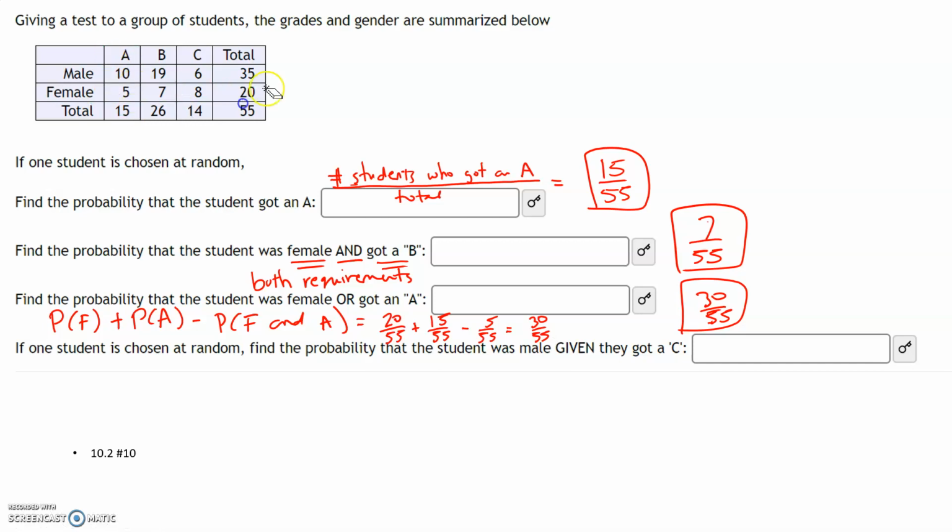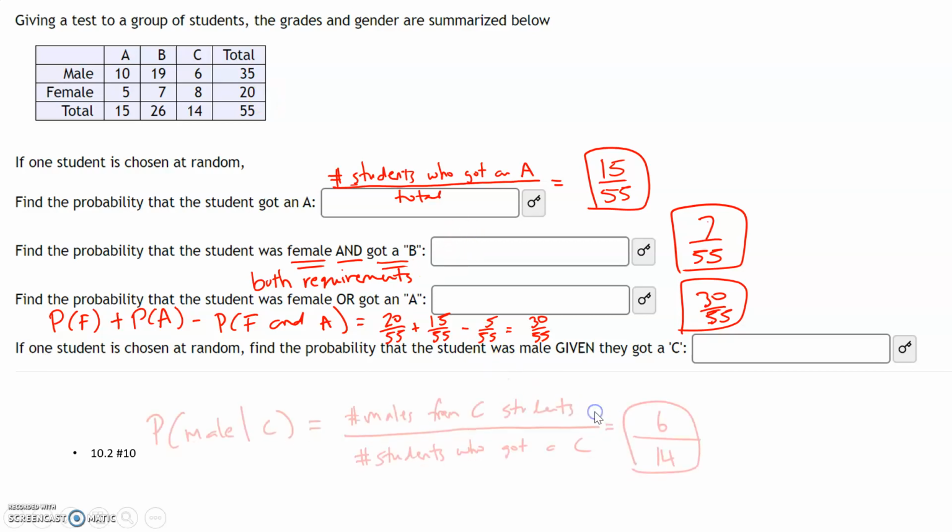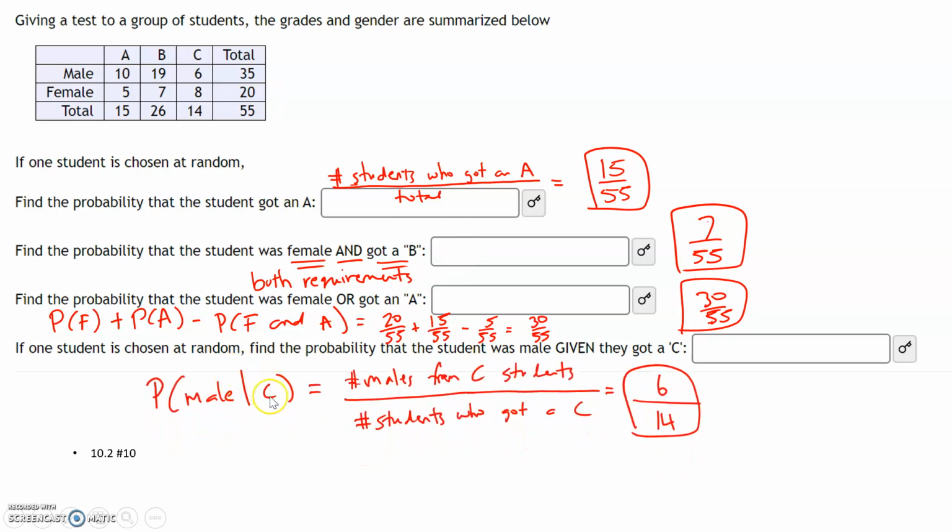Finally, if a student is chosen at random, find the probability that the student was male given they got a C. All right, so the word given, it means that we're only restricting our sample space to the students who got C's. So I'm only going to focus on these students who got C's, and everything else disappears. So we have a total of 14 students who got C's, and that'll be our denominator. Of the students who got C's, how many are males? So we have 6 males of the 14 who got C's, so our probability is going to be 6 out of 14.